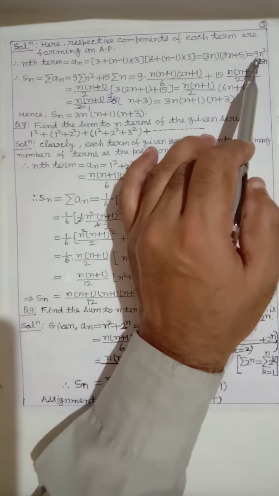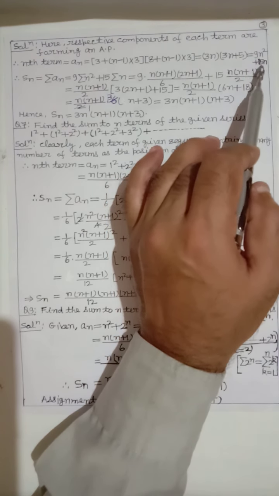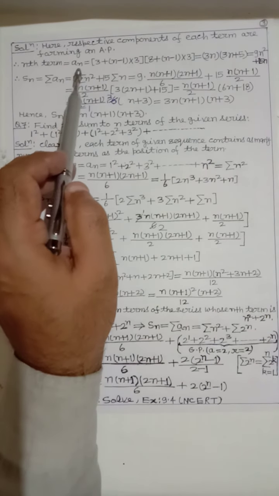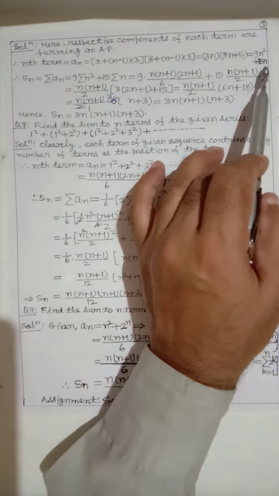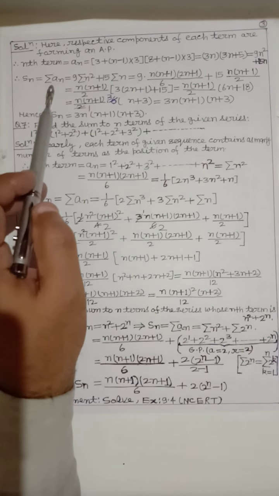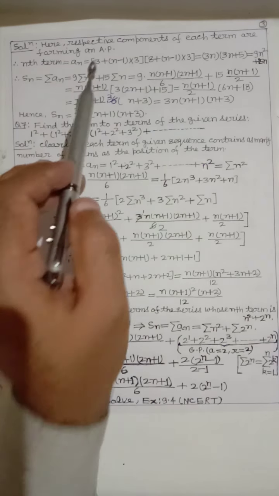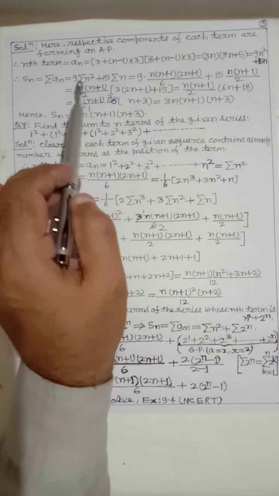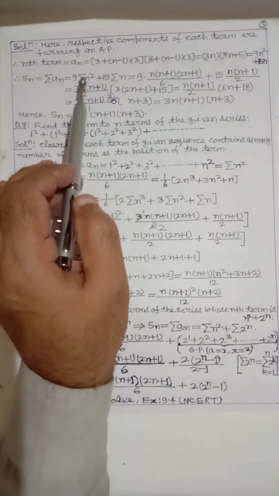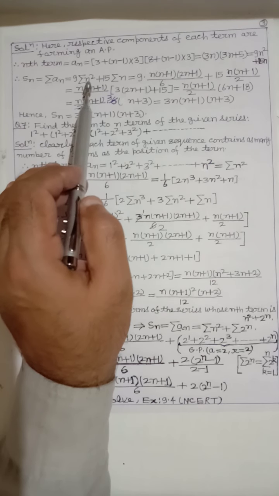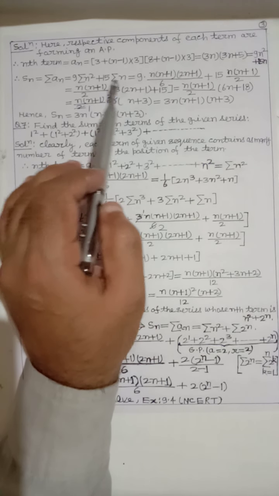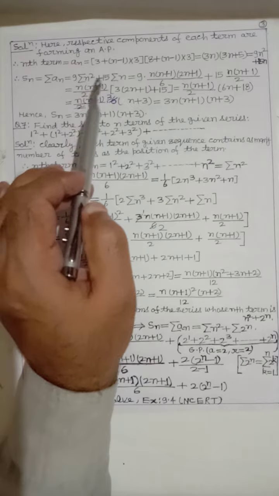Means we have to find the sum of these. Here the sum of 9n square plus 15n, that is the sum of an. Already we have written above, the value of an is equal to 9n square plus 15n. So Sn is equal to summation an, and this is equal to 9 summation n square plus 15 summation n, and here this is the sum of squares of first n natural numbers, and this is the sum of first n natural numbers. So we use the formula which we have discussed above.